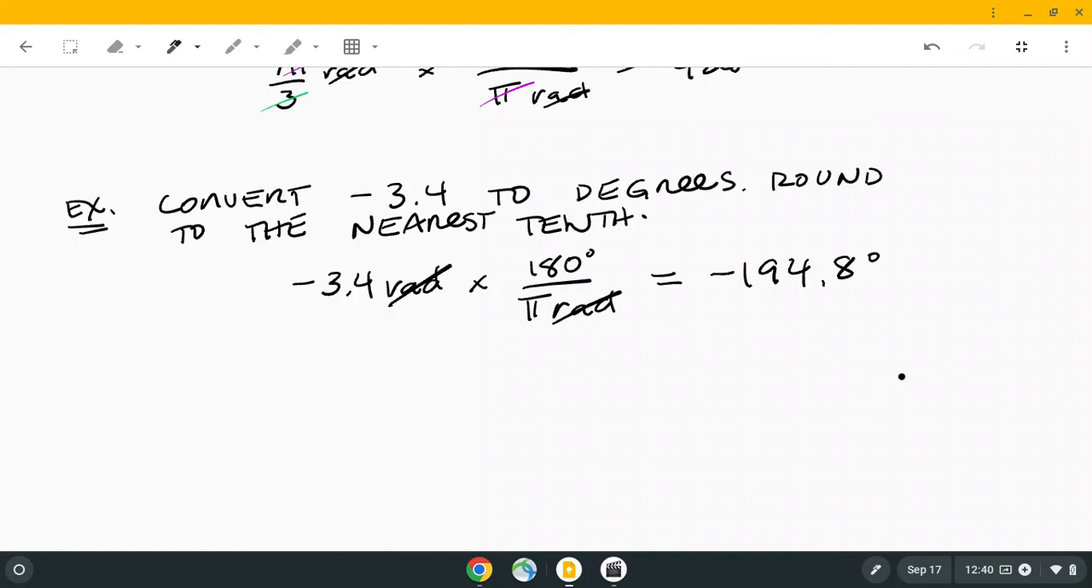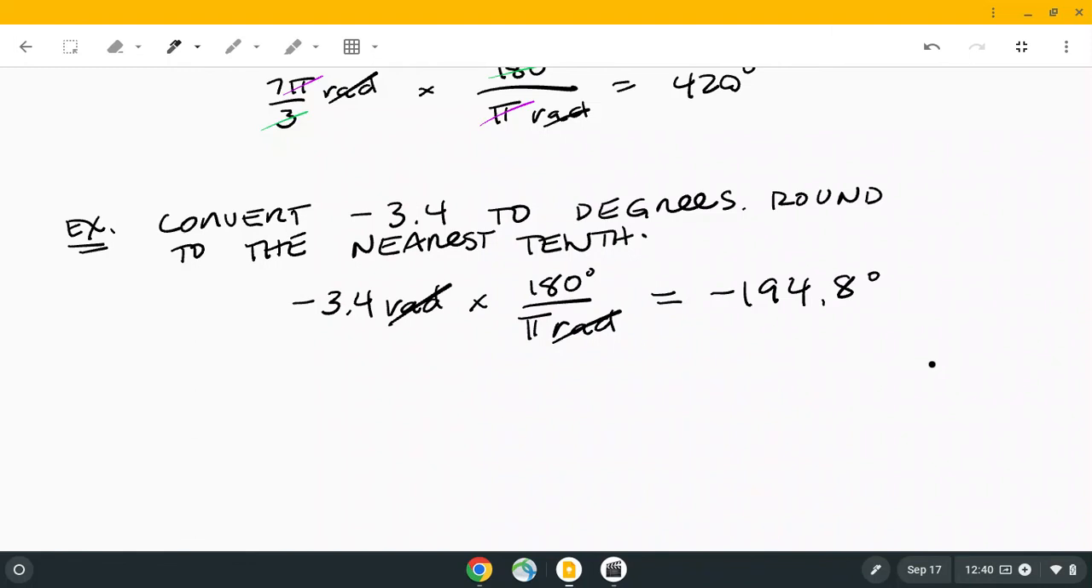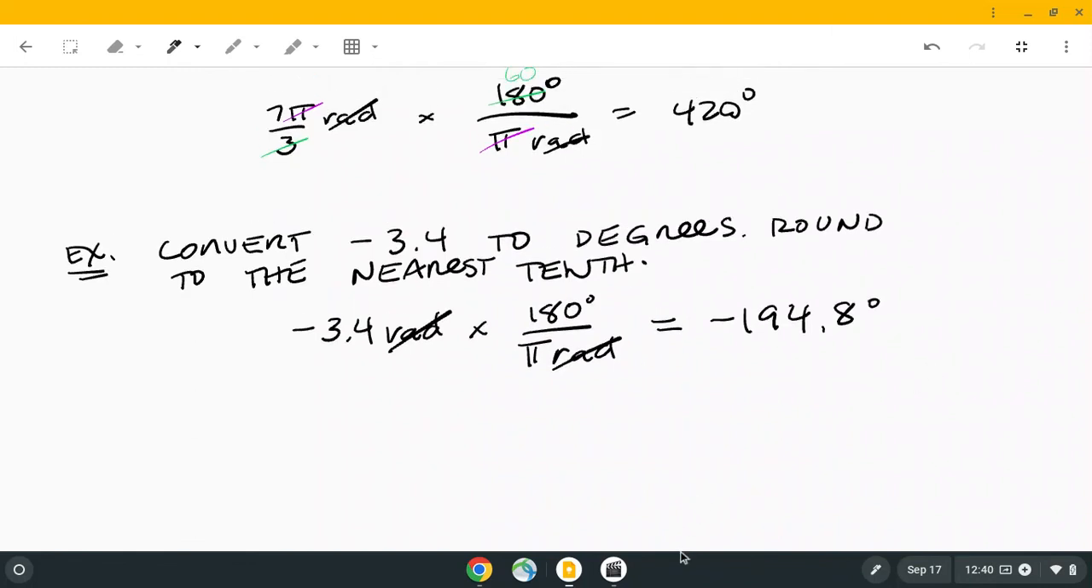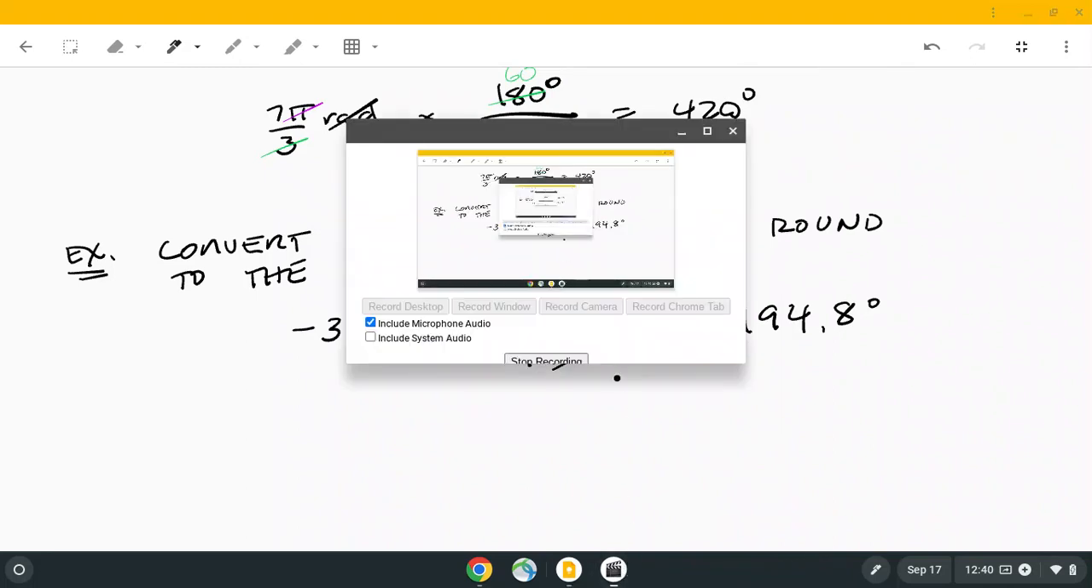In the next part, we're going to actually do trig functions. We're going to take the sine, cosine, tangent, etc. of these funny radians. They're not funny. Okay, I will see you in part two.